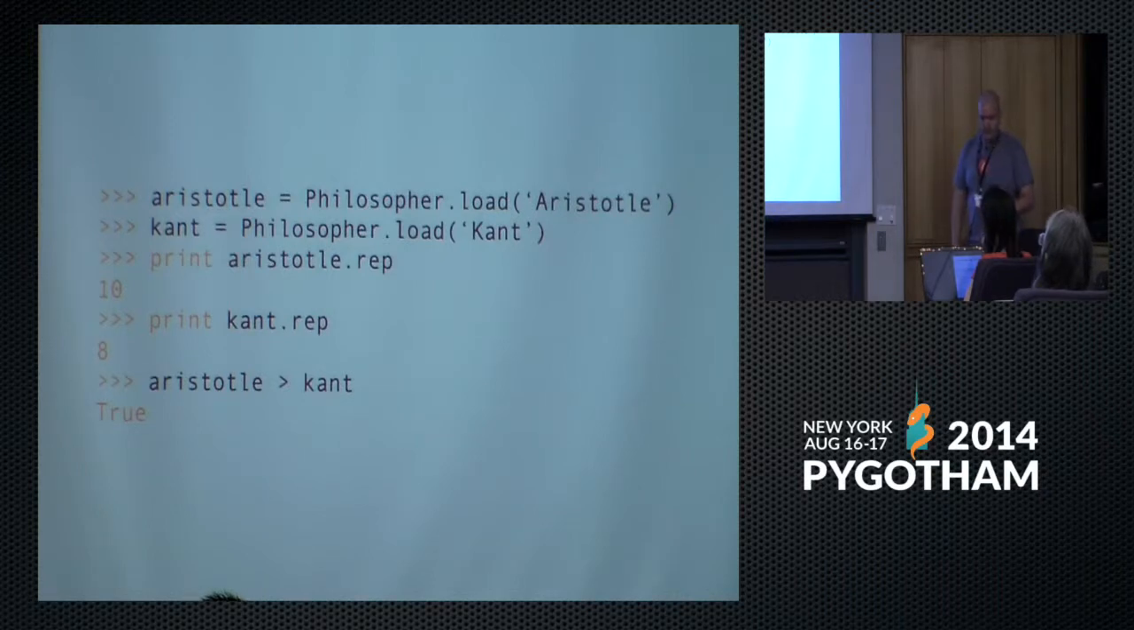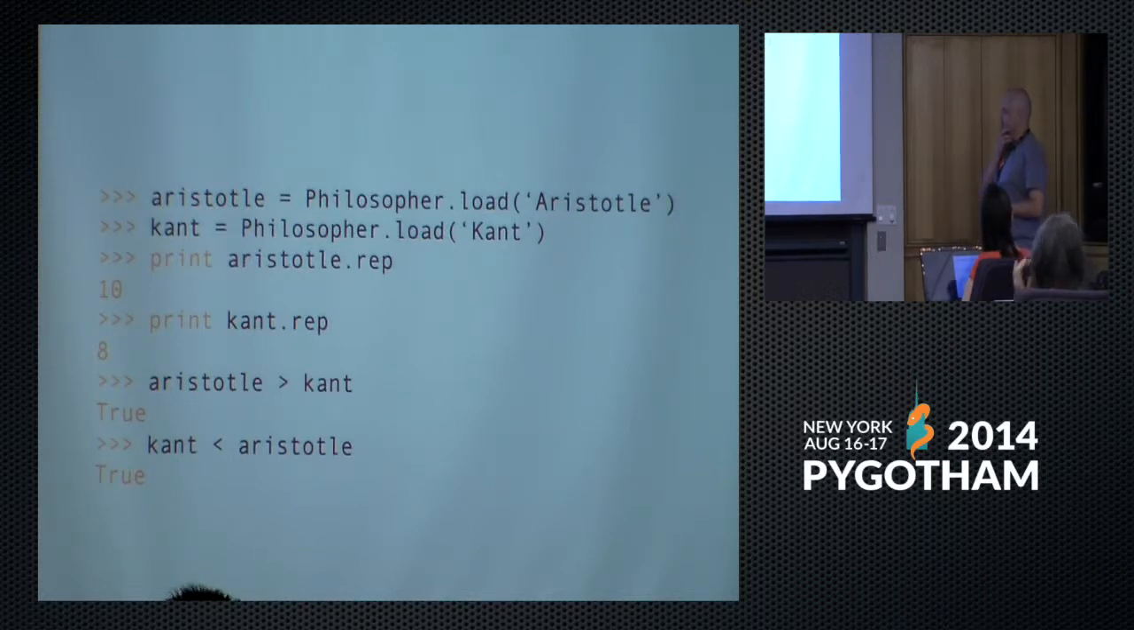And then we can actually have a battle royale between Aristotle and Kant. So Aristotle's reputation is 10. That is a fact. Kant's reputation is 8. Also a fact. Aristotle is greater than Kant is true. And Kant is less than Aristotle is also true. This actually is correct as well.